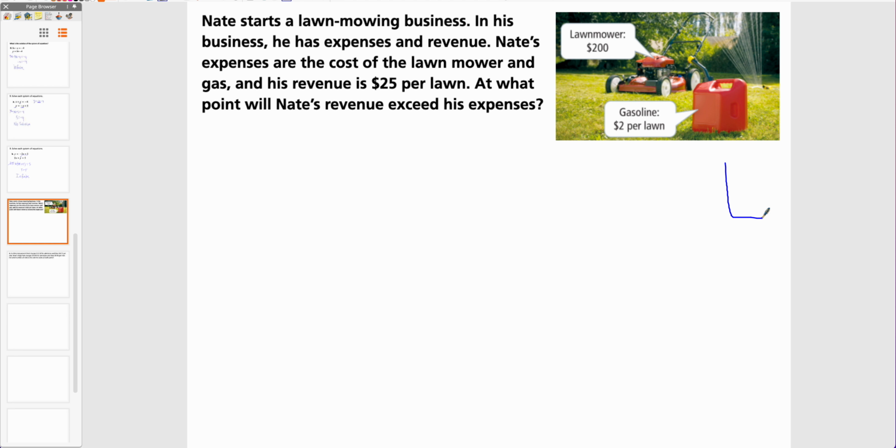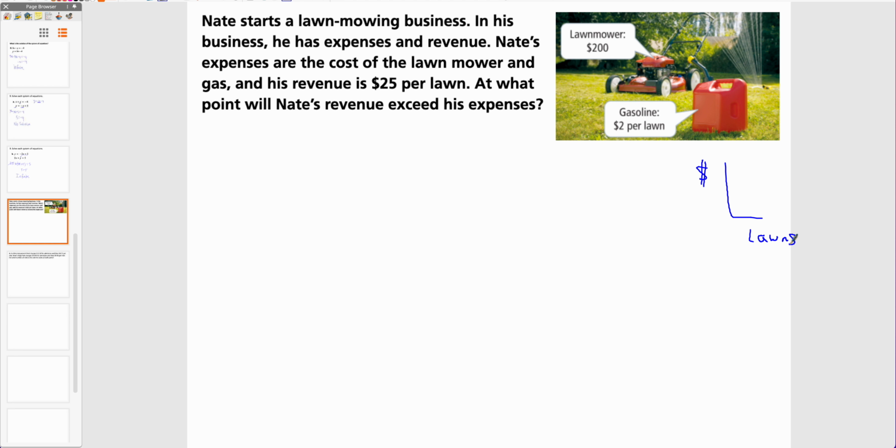Money's always X unless there's time. Oh. Money's not. If you're gonna say money is something, money is almost always Y. Okay, so this is gonna be his money, and this is gonna be lawns mowed, the number of lawns. So how do we relate the number of lawns and the money?